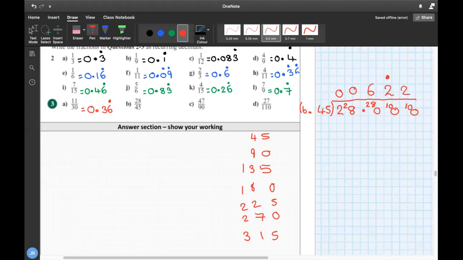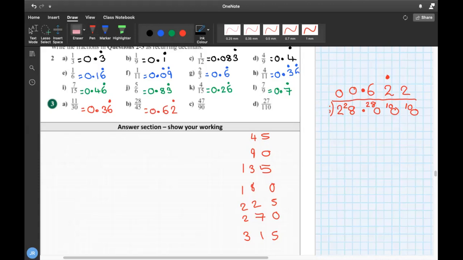Okay, so here we've got noughts. Oh, I forgot my decimal place because I didn't put that in at the start there. It's really important that you make sure you're doing that right at the start so you don't forget it at the end after you've done all of that hard work. So this is 0.62, and the 2 is the recurring digit there.